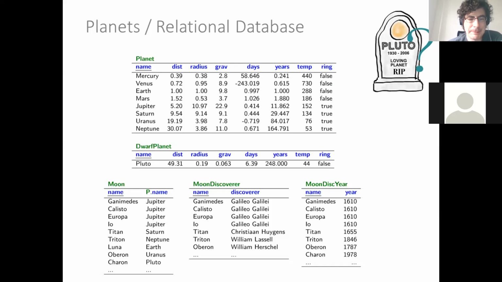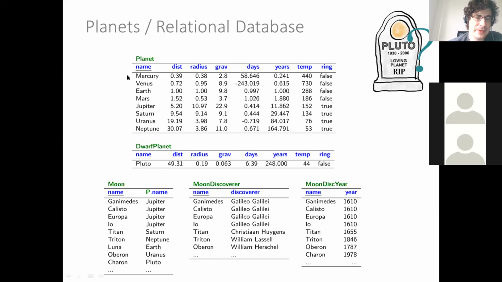However, there's a problem. Can someone see the problem with doing this? Yeah, we still have Pluto in the moon table. Yep. So this foreign key here says that Pluto must appear here, and it no longer appears here. It's now in a different table. So now, yeah, we have a problem. We have to resolve this. So how do we resolve it?